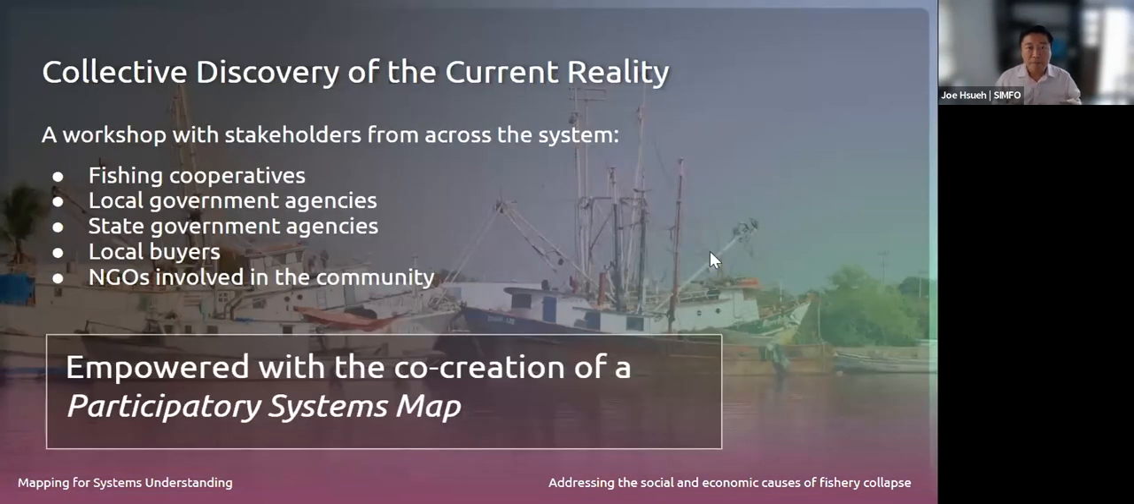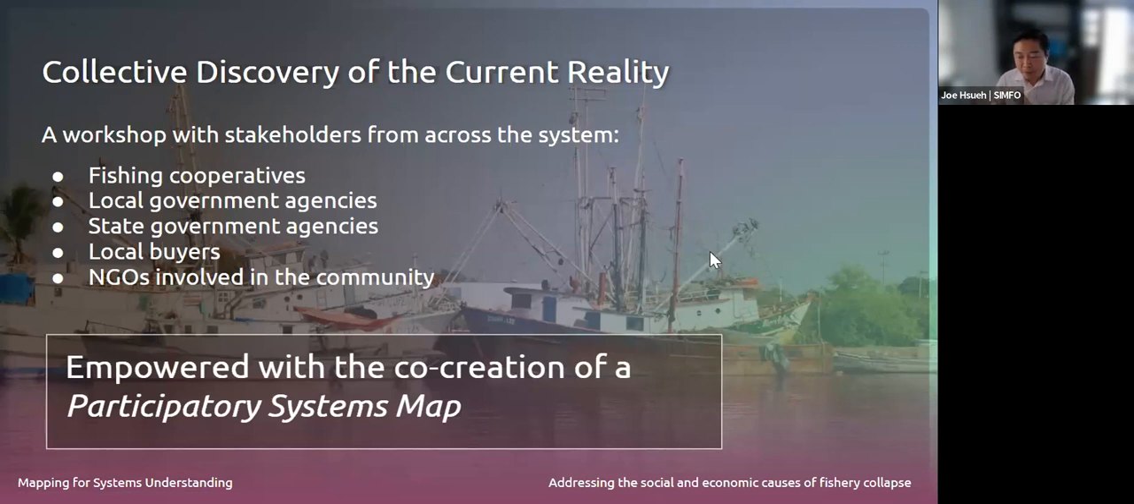The first step is we work with a few key stakeholders. There's a local organization called NOS that has been working on this issue for decades. They have a close relationship with the local fishermen and local community. Through them, we start to identify stakeholders, we interview the various stakeholders, and we map the system. We map the system so that we can host a workshop.